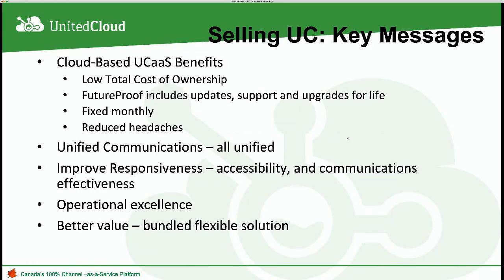So when you're selling United Cloud or unified communication, the key message is to reveal the benefits, right? Basically, for cloud-based UCaaS, the benefits are low total cost of ownership and future-proofing, which includes updates, support, and upgrades for life. So you don't have to worry that 5 years from now this phone system is going to be out of date. We continue updating, upgrading, and adding new features to our platform and applications throughout the year. We do like 2 to 3 major upgrades yearly just to stay on top of things.